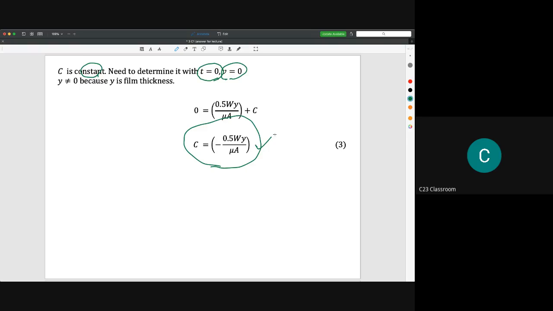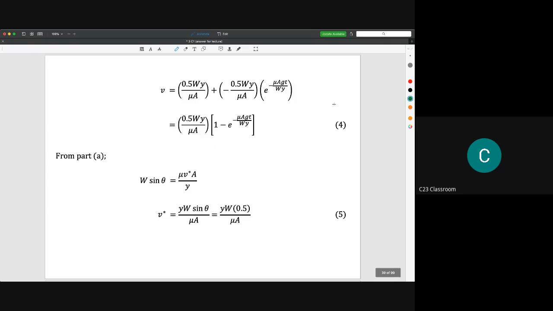Again here, we assume that y cannot be 0 because y is the film thickness. You know that normally we have tau equals mu du/dy, so the y here actually reflects the gap. In this problem, we assume that y is not equal to 0. Then we substitute the value of C, so we have this term.